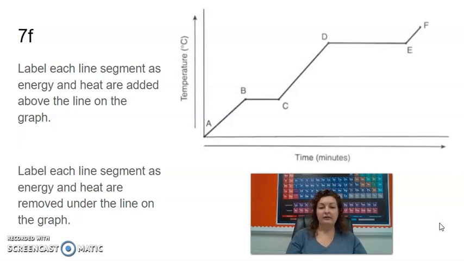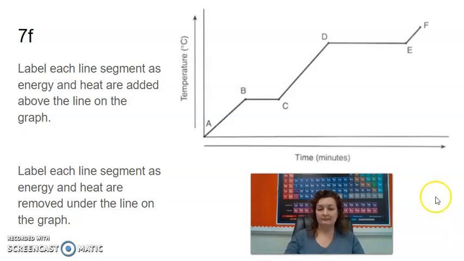So if we look at our graph on our AKS portfolio, it says, label each line segment as the energy and heat are added above the line on the graph. And then it says label each line segment as energy and heat are removed under the line on the graph. So we're taking all of those phase changes and now we're going to label them where they go on this graph.